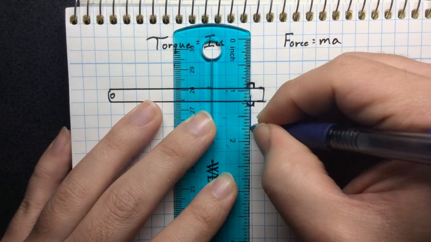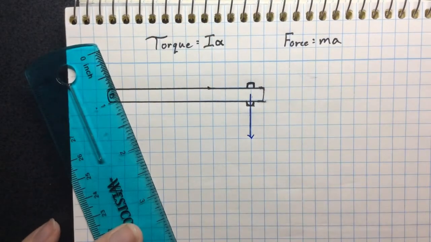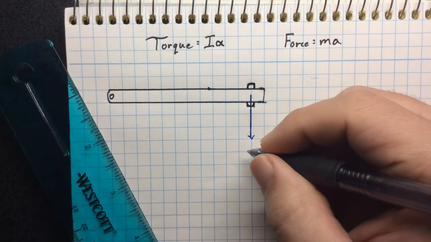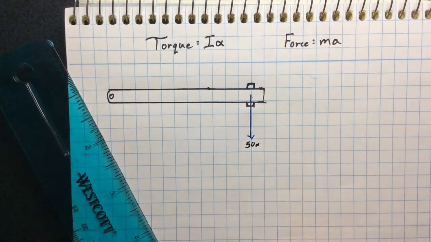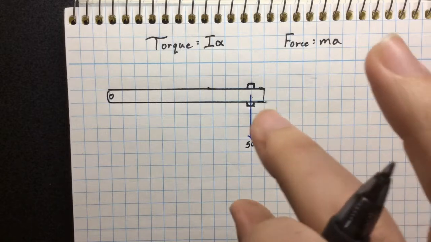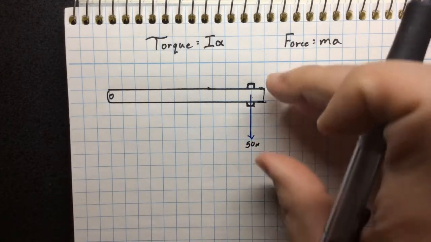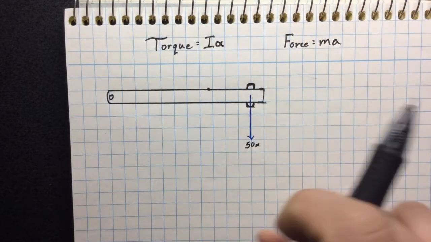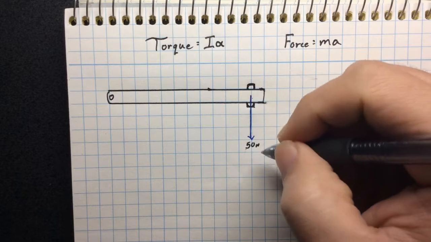Let's just say that initially we want to give this door a push or a pull in this direction, and that this force is going to be about 50 newtons. We apply this force at this distance away from the hinge, and of course this door will rotate, this door will open, and it will accelerate because we have this force here.